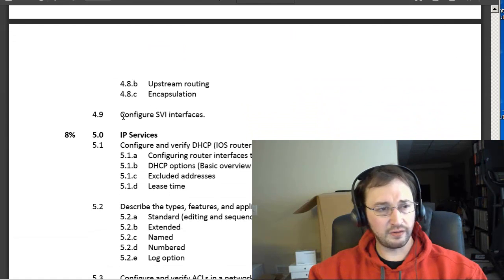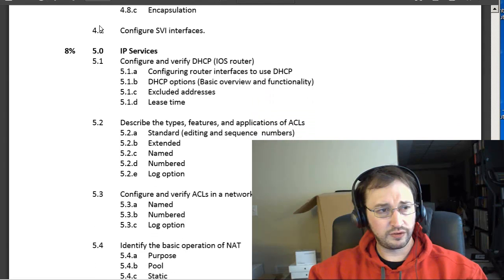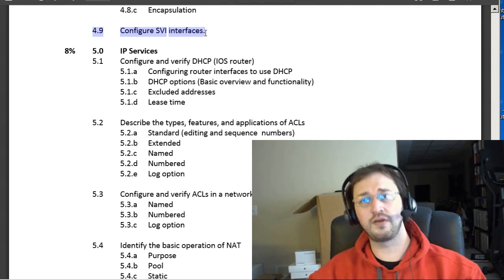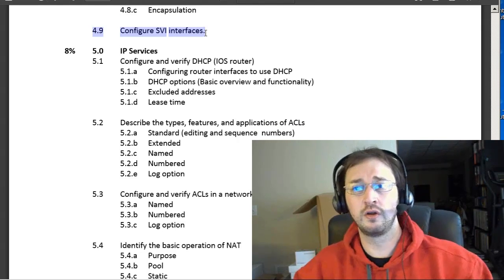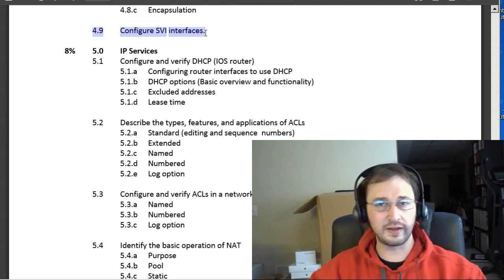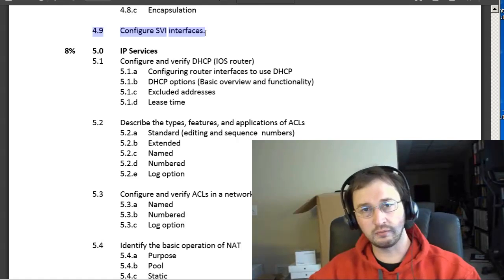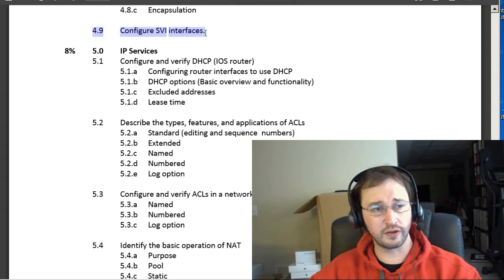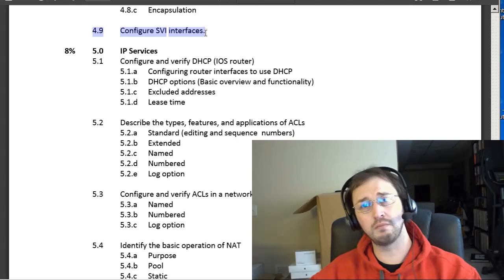And then SVI interfaces, we see here in the last topic, SVI interfaces are switched virtual interfaces. These are routed interfaces off of a layer 3 switch. So for example, on a switch, you might have interface VLAN 10, interface VLAN 20, and you're going to put an IP address on each of those so that they can route between each other. That's switch virtual interfaces. That's about it here for the routing section of the ICND1 blueprint.